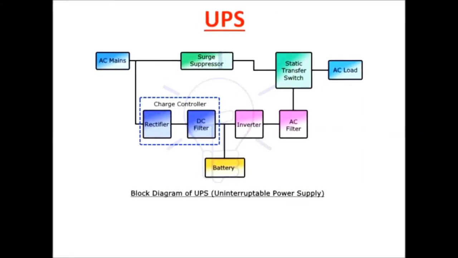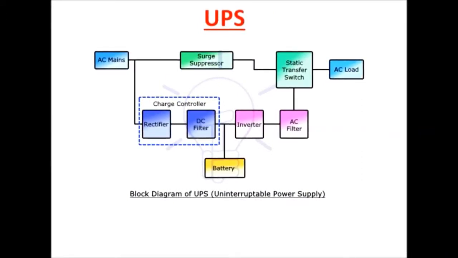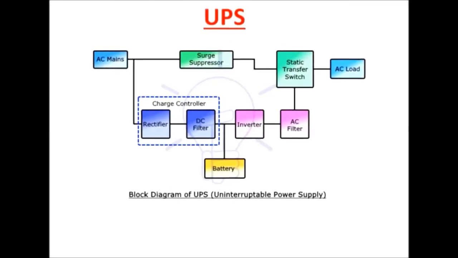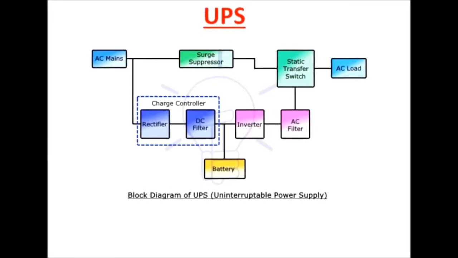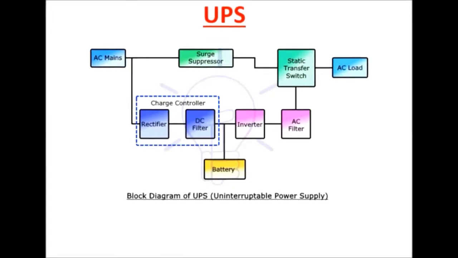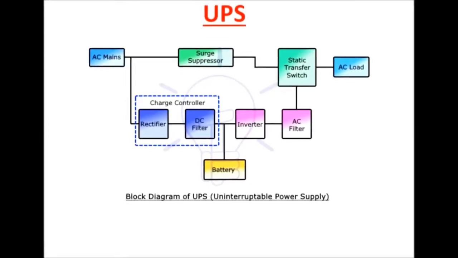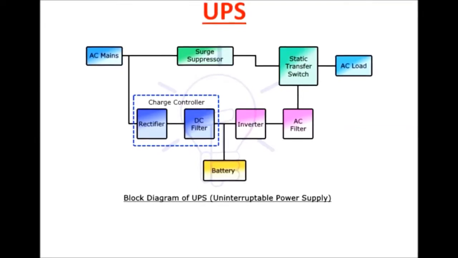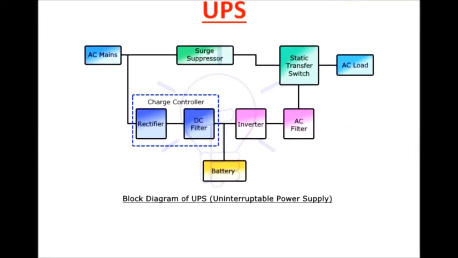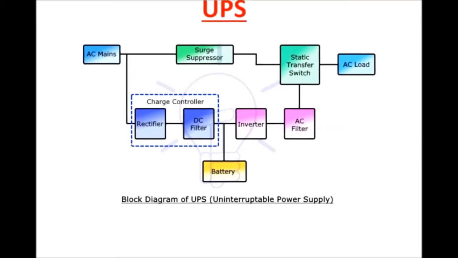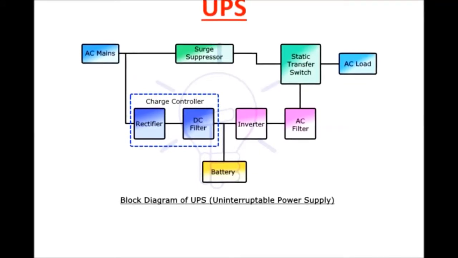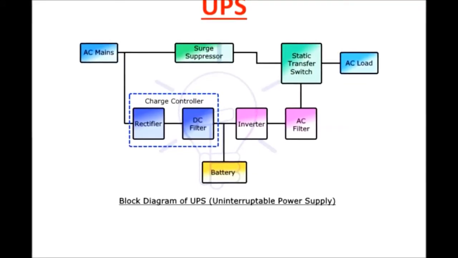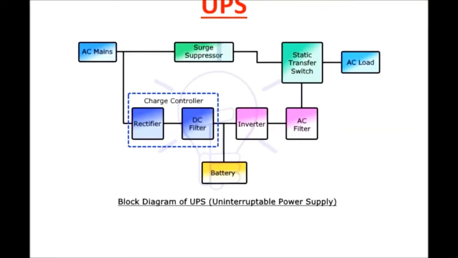When AC main supply is on, then the AC main supply goes directly to the AC load through the surge suppressor and static transformer switch, and also the AC supply charges the battery. When AC supply is off, then the battery gives power to the load through the inverter, AC filter and static transformer switch.